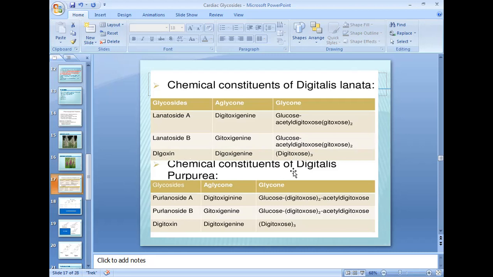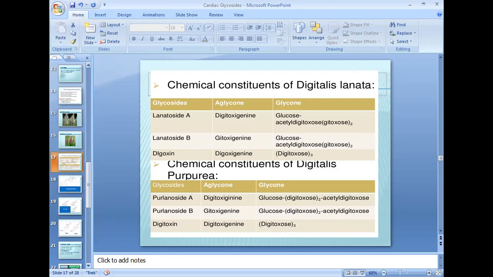Now, the chemical constituents of Digitalis purpurea include purpurea glycoside A, which has digitoxigenin as the aglycone part, and the glycone part is glucose, digitoxose, and acetyl digitoxose. And purpurea glycoside B has digitoxigenin as the aglycone, and the glycone part is glucose, digitoxose, and acetyl digitoxose. Whereas digitoxin has digitoxigenin as the aglycone part and digitoxose as the glycone part.